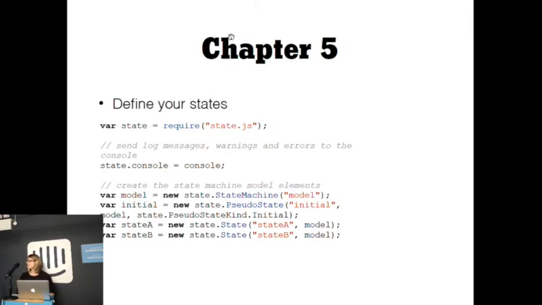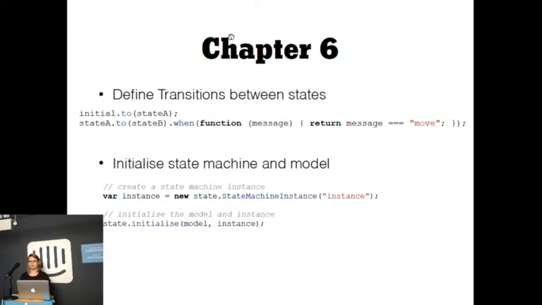Just a very quick example of how you define your states. It's very easy. You include it in your app. You create all your states. There is a pseudo state kind. You need one pseudo state kind. And then you just define your states, let's say state A and state B. And you define transitions between the states. For example, in here you have two state transitions, one from an initial state to state A and one from state A to state B when a certain function or a certain event happens. You initialize the state machine and the model. Also really easily readable code.